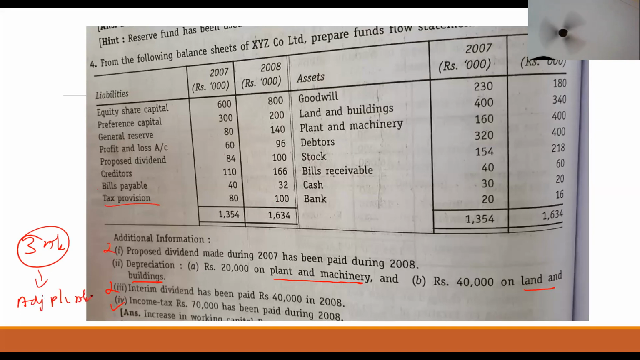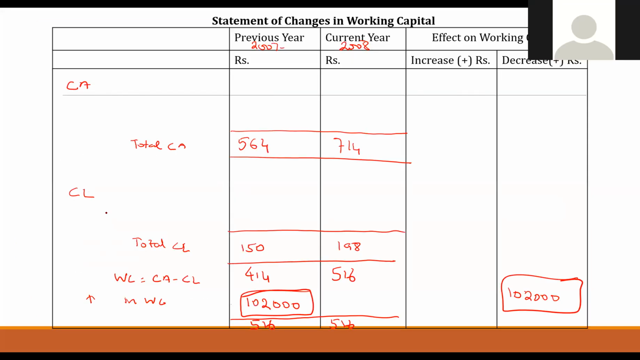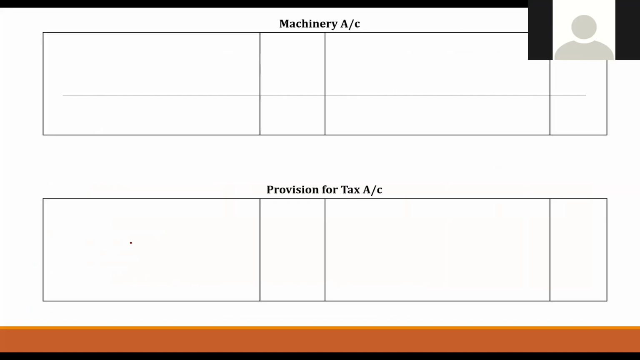So starting off with the plant and machinery account. Please recollect the opening balance and closing balance. Plant and machinery, opening balance 1 lakh, and closing balance 1,16,000.